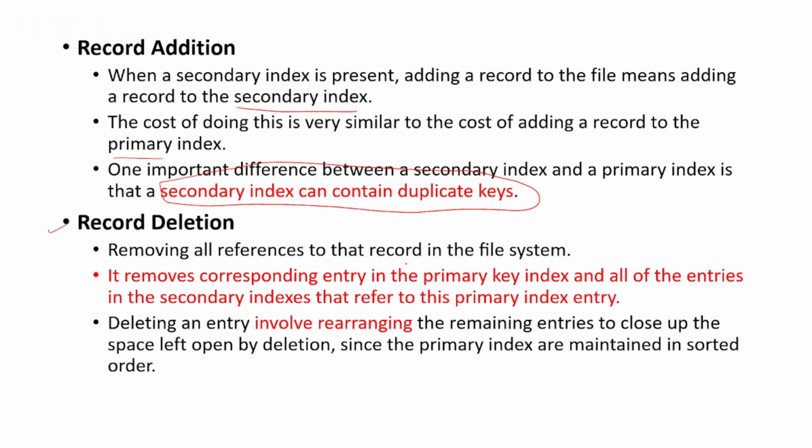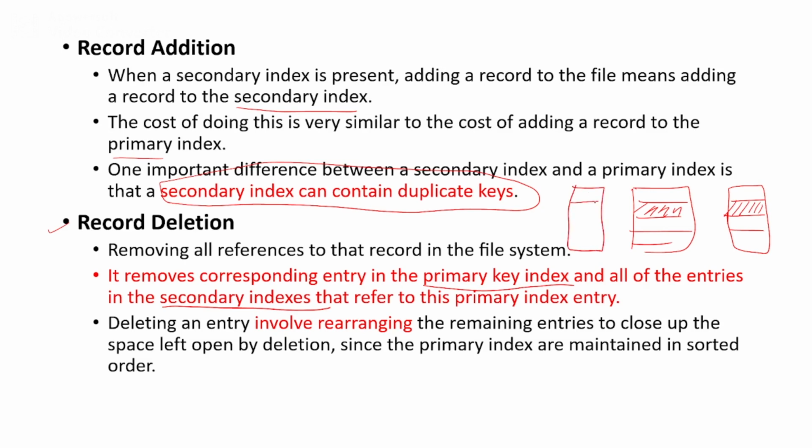removing all references to that record in the file system. We call it record deletion. So it removes the corresponding entry in the primary key index and all the entries in the secondary index that refer to this particular primary index entry. So if we have a data file and you have some records, now I'm going to remove this record. The same entry in the secondary index file needs to be removed. The same entry in the primary index file also needs to be removed.